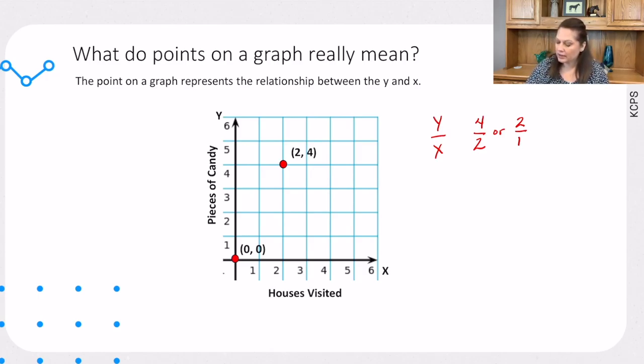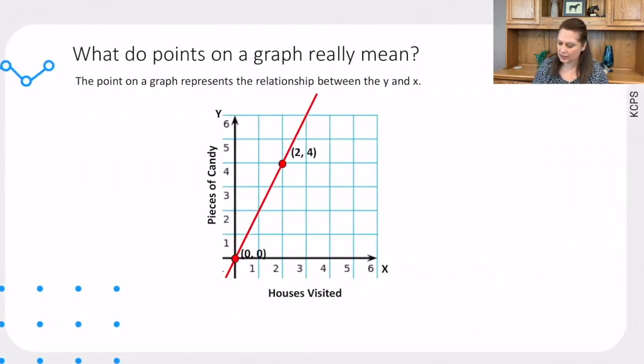And now we're going to do our 0, 0. Now remember that division line means per, so 0 pieces of candy per 0 houses. Okay, we must have that, and that means we haven't gotten started yet. So let's continue. You'll notice that this is in a proportional relationship because it is in a straight line.